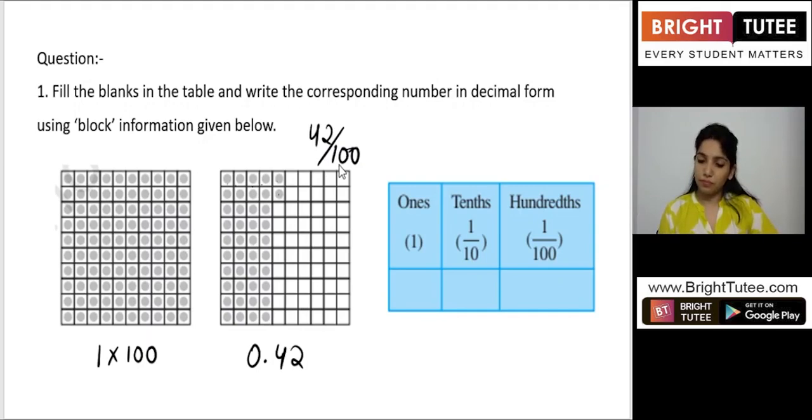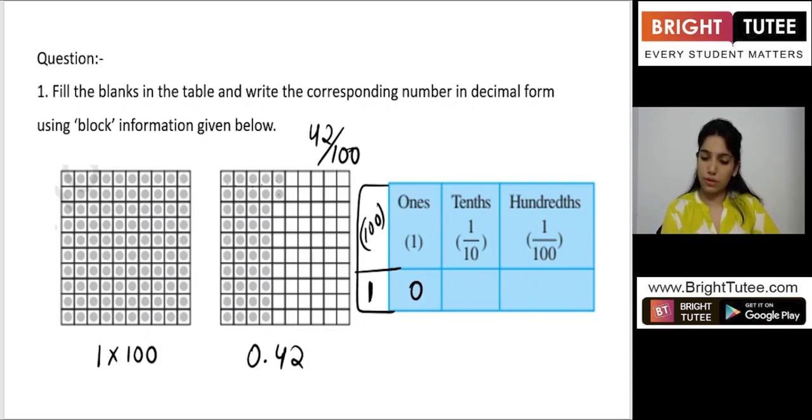Okay. So now here we can fill this particular box. Here we need just one more box in here because here this hundredths needs to be fitted. So let's just write 100 here. We have got 1 at the 100. We have got none at the ones. We have got nothing at the tenths. We have got 42 at the hundredths. So if we have got 42 at the hundredths, we write 4 at the tenths and 2 at the hundredths. Every place value should have just one number.